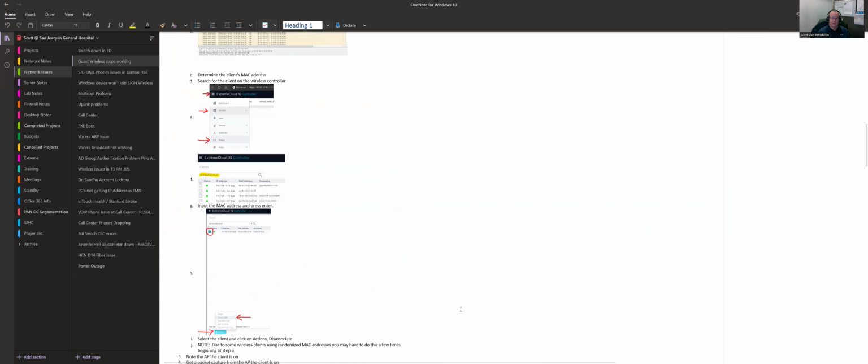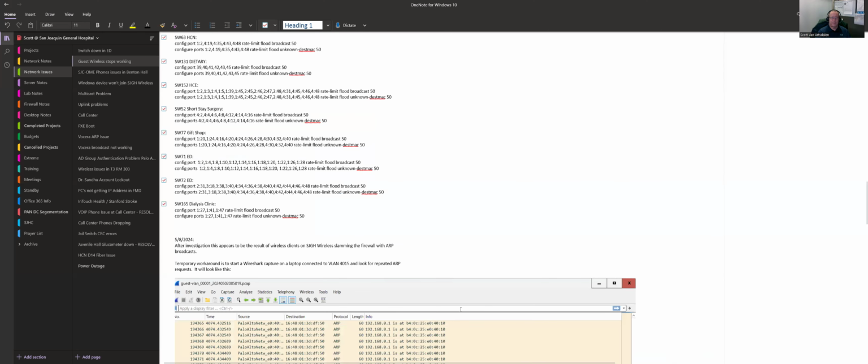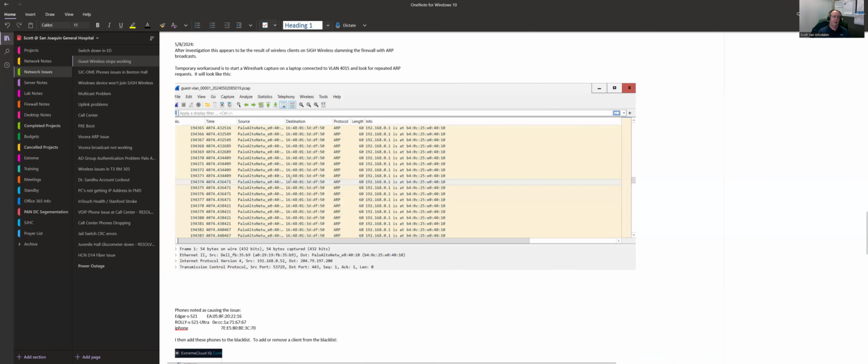Then we took a closer look at the packet capture. And that's when we started looking, wait a minute, the ARP flood's coming from, this whole time, tunnel vision, right? Just seeing ARP flood, ARP flood. But I wasn't really looking at where it was coming from or where it was going to. So the ARP flood was actually coming from the firewall.